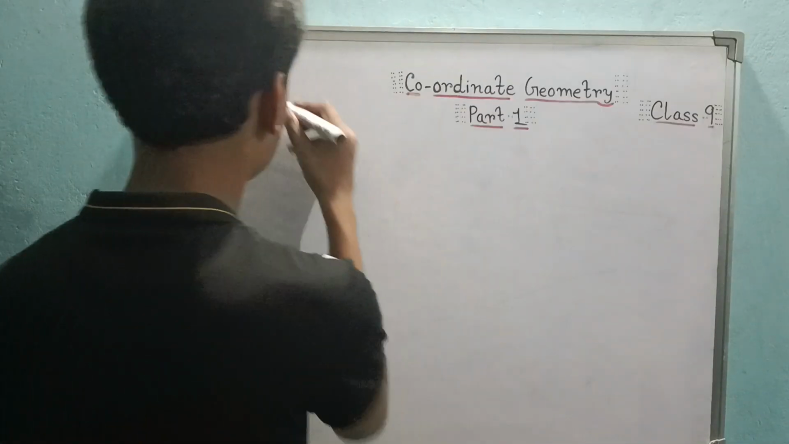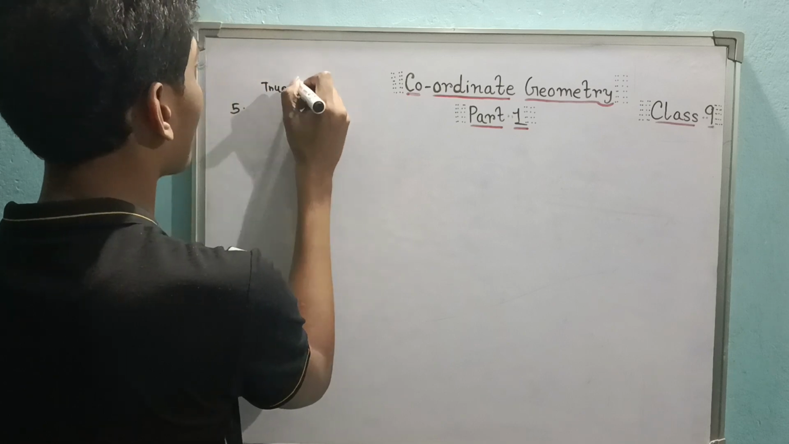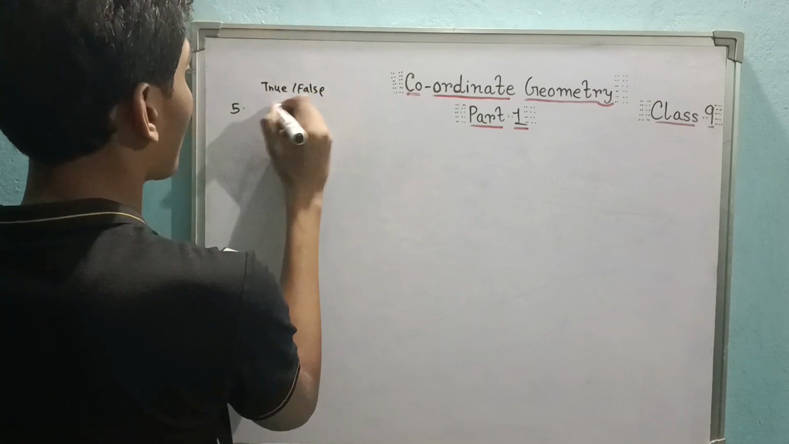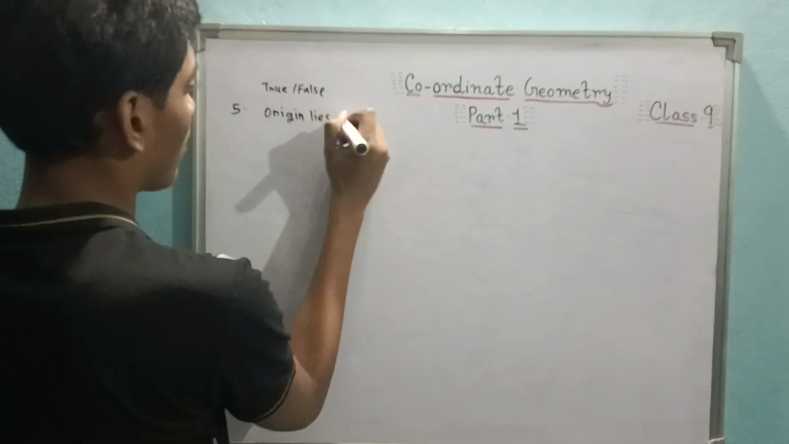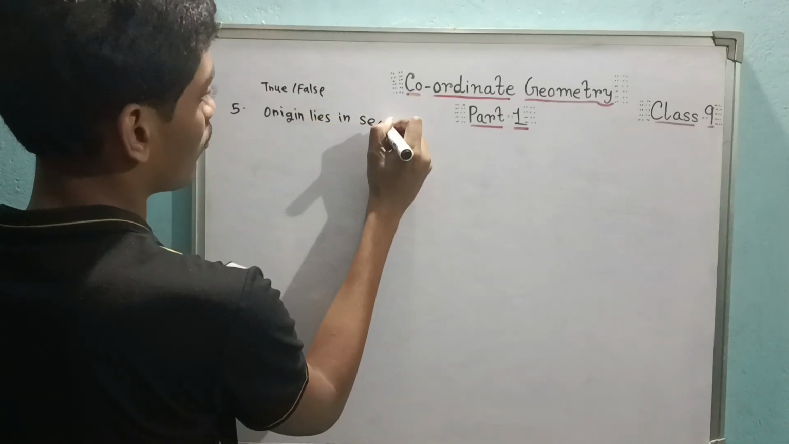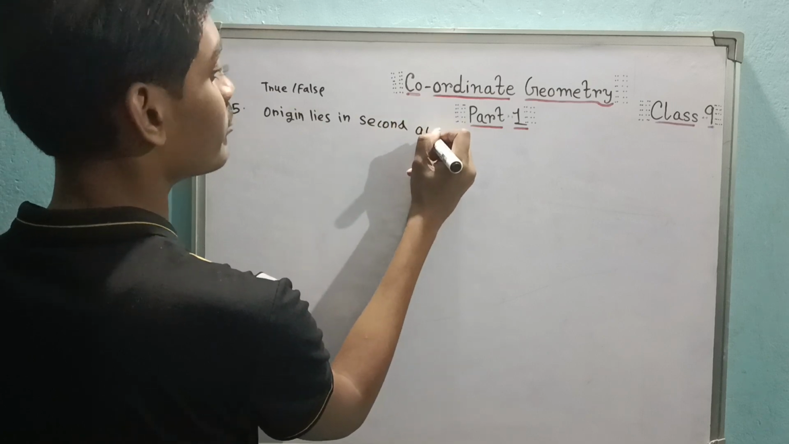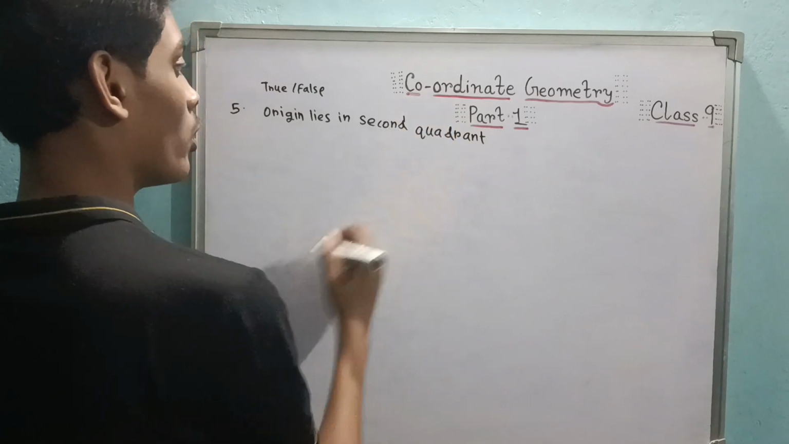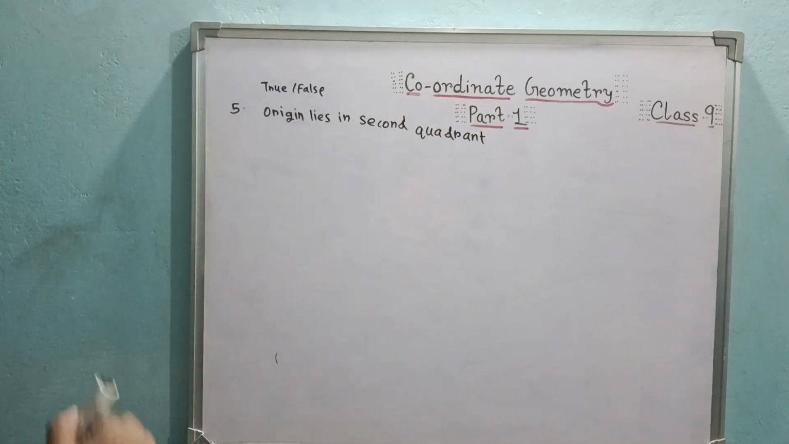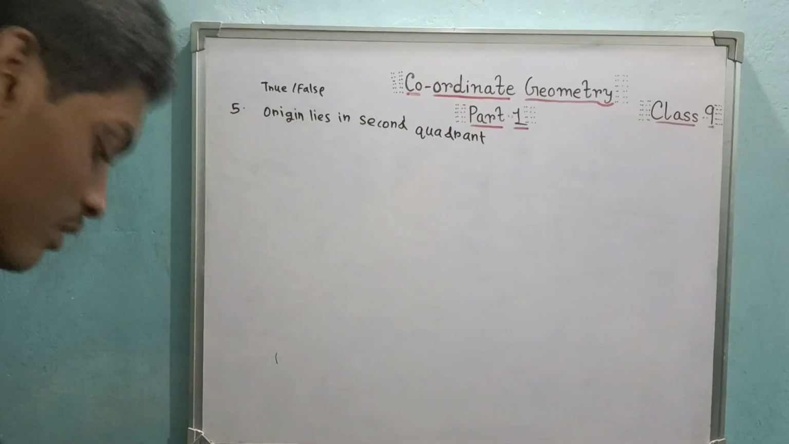True, false, like it. Origin lies in second quadrant. Nice question. It's like a googly. Pick it or you will be bowled out. Origin lies in second quadrant.